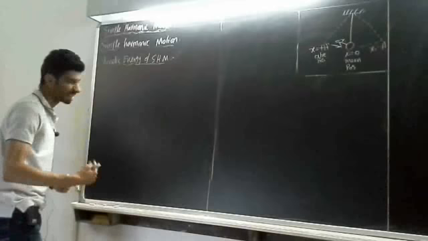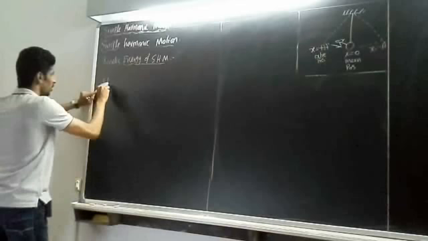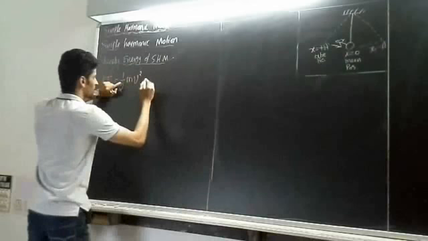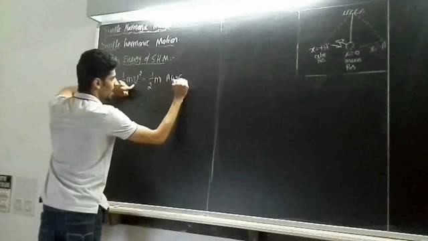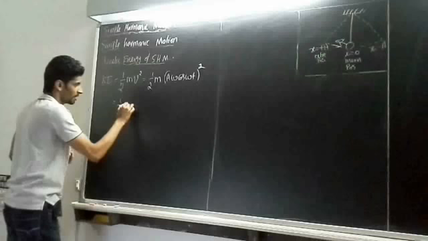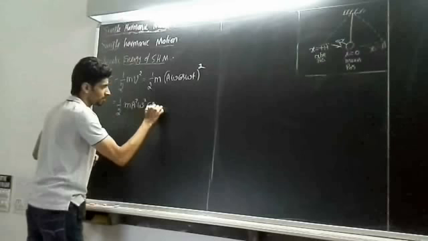Kinetic energy of the simple harmonic oscillator is half the mass of the oscillator times the square of the velocity. I know what v is. V is the velocity function for the simple harmonic oscillator: A omega cos omega t. This is the velocity function, I already derived it, and I have to square it. Half m A square omega square cos square omega t.